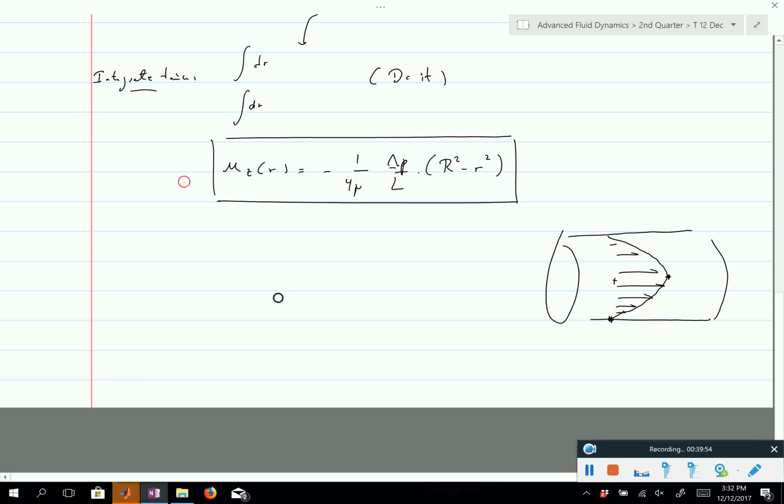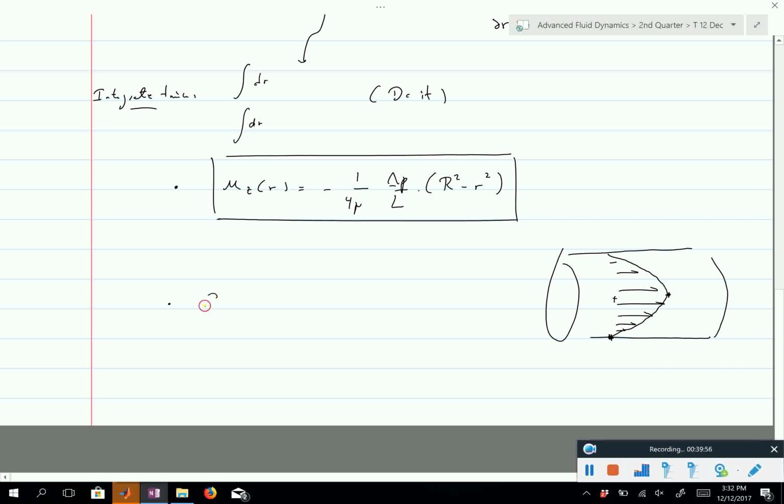Now, let me just briefly finish off this. You can compute the volumetric flow rate. This is the integral over a cross section of uz dS, so it's r dr d theta. You should do it as well. Just compute that, and you get Q is equal to minus pi divided by 8 times R to the 4 divided by mu, delta p over L. Those are all results I would put on my cheat sheet if I were you.